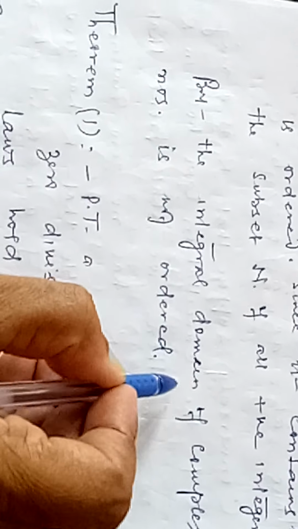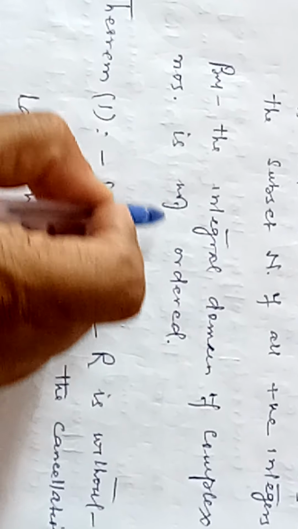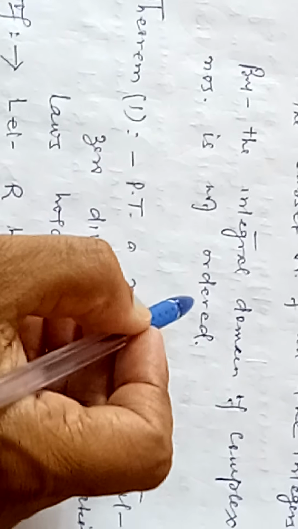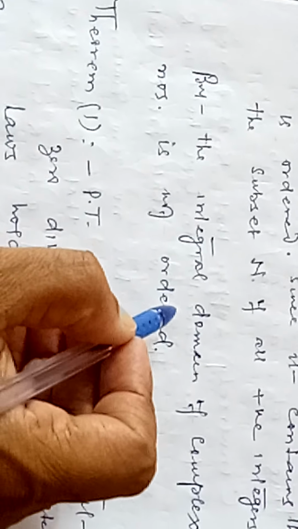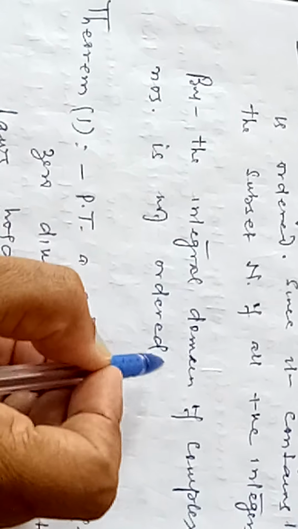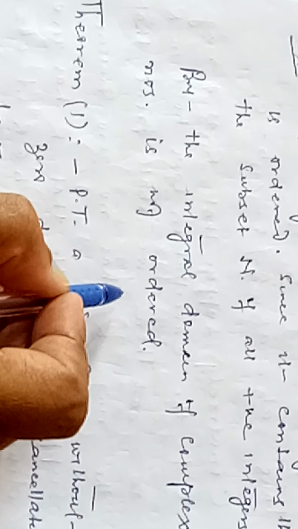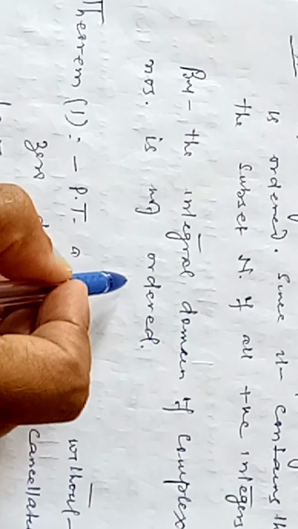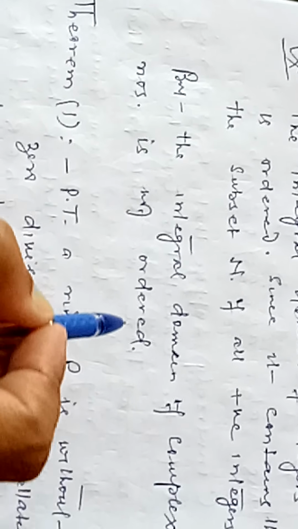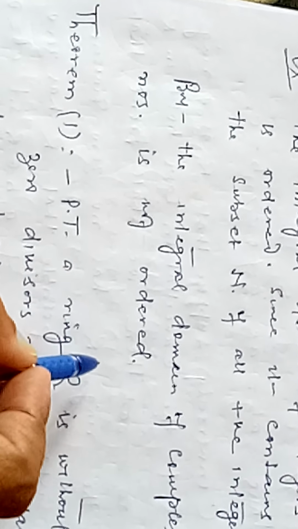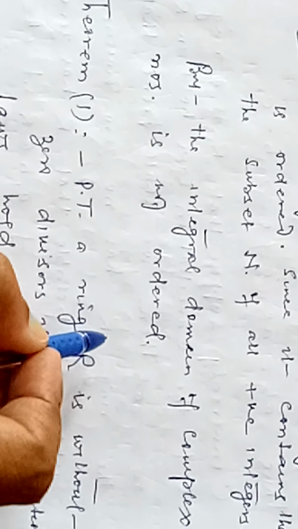But the integral domain of complex numbers is not ordered because it does not contain a subset of positive complex numbers, because there is no question of positive or negative complex numbers.